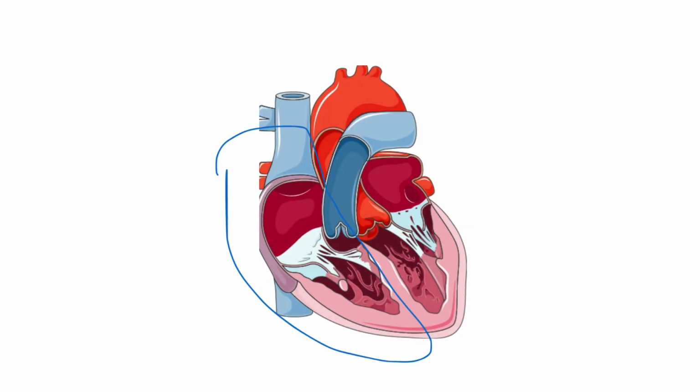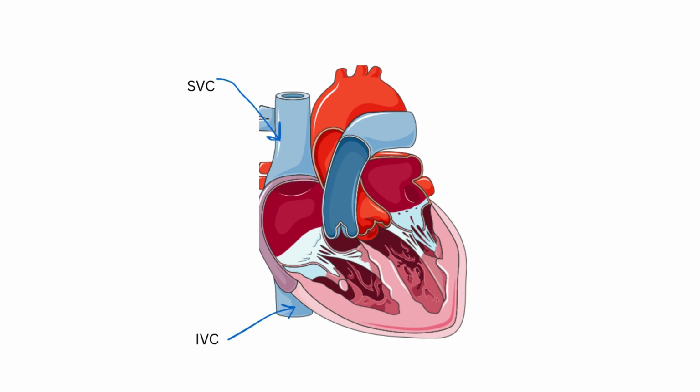So now let's look at the right side. Let's begin with the structures of the right side, beginning with the right atrium. This is a collection hub, I would say, receiving deoxygenated blood from the entire body. This is done via the superior vena cava and the inferior vena cava. The right atrium also receives deoxygenated blood from the coronary sinus, which drains the heart.